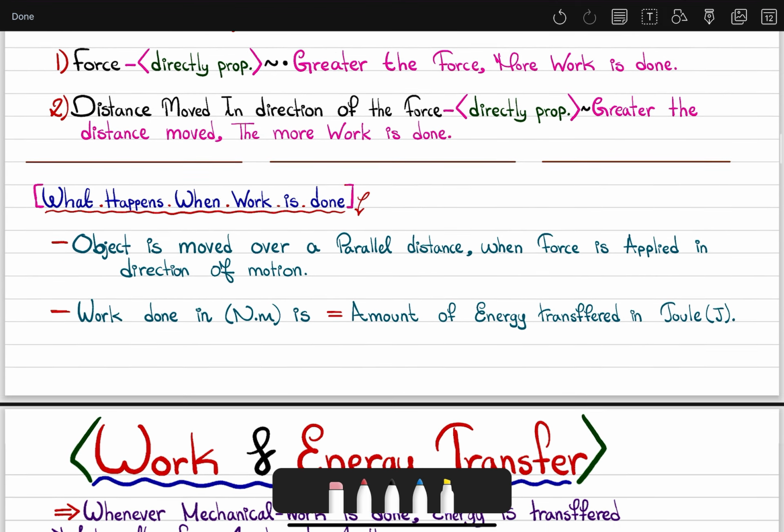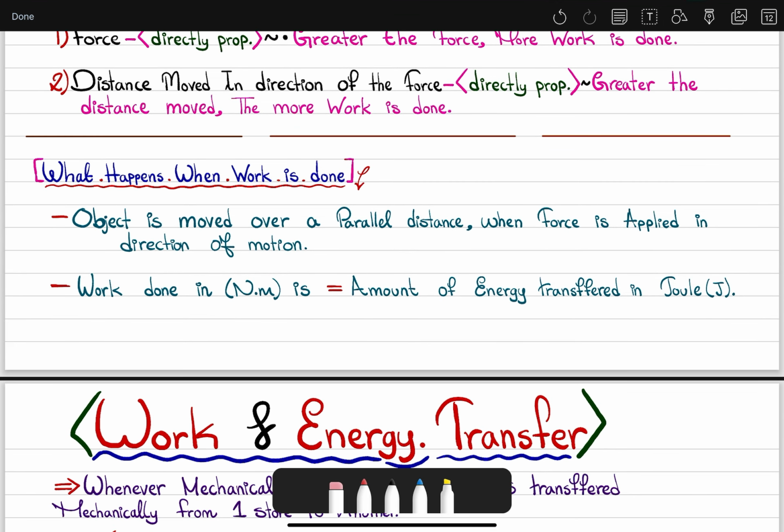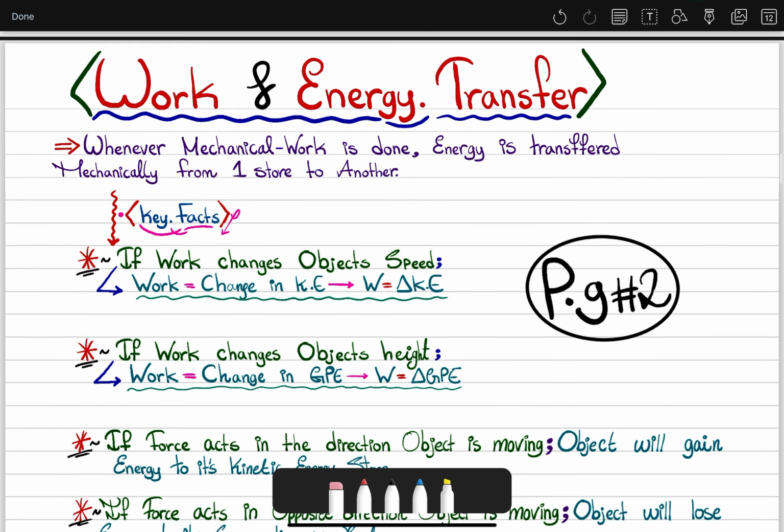Now, what happens when work is done? Two main things happen. The object is moved over a parallel distance, because when you do work, you're applying force in the direction of motion. The amount of work done in Newton meter is equal to the amount of energy transferred in joule, because both are units of work, but only the joule is the SI unit of energy. So whenever mechanical work is done, energy is transferred mechanically from one store to another.